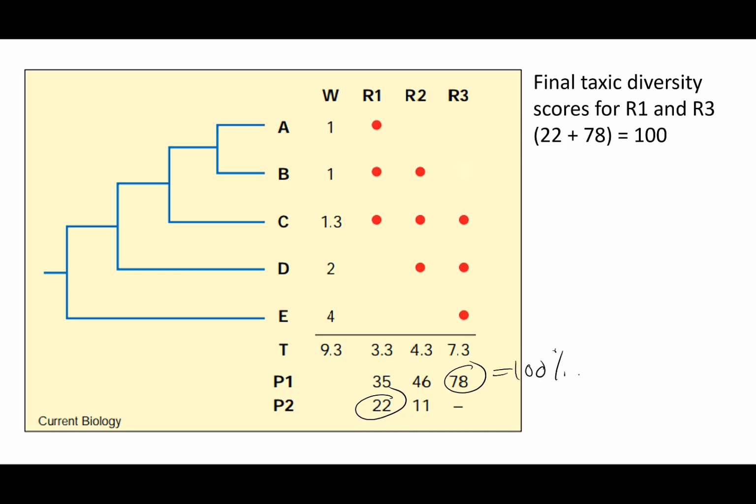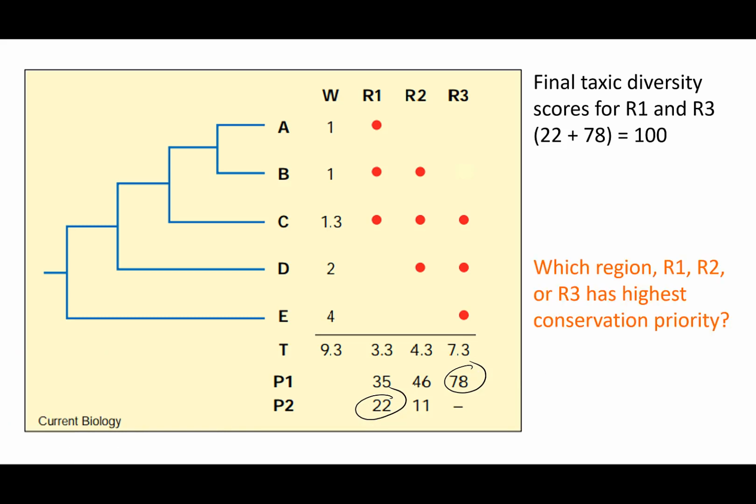What this means is that the analysis is now finished. We have actually accounted, just by looking at region 3 and 1, for 100% of all the possible taxa that are found in this tree. Just by conserving or preserving region 1 and region 3, we are actually conserving 100% of our species.